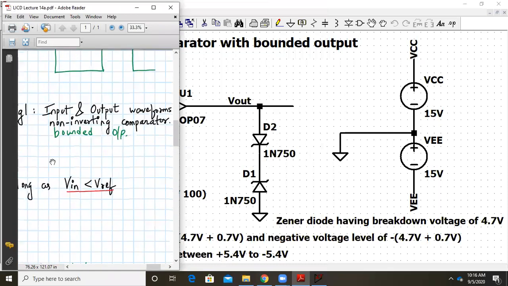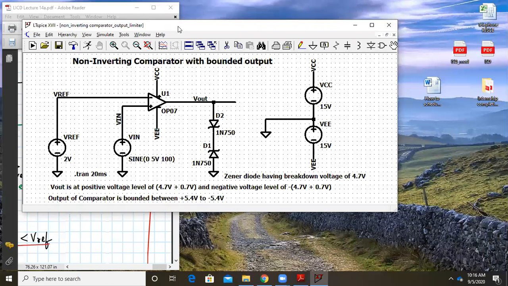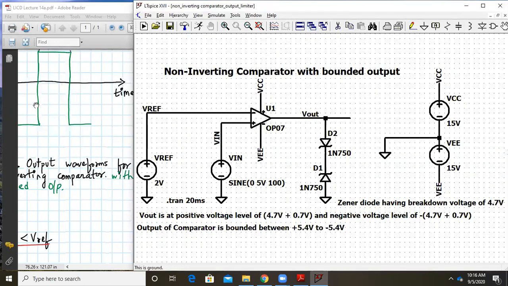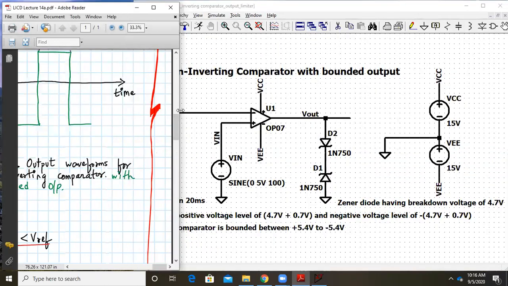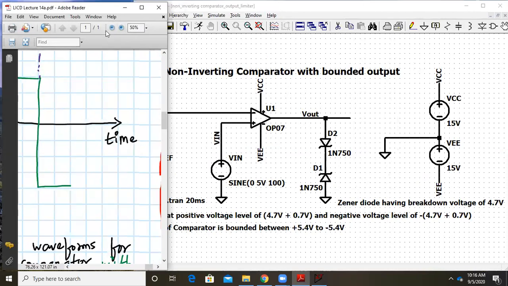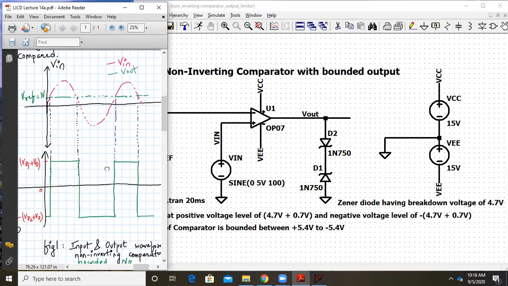Okay, so now we are ready to observe the waveforms. Let me just minimize the screen also. Okay, fine. So we are now ready to move ahead in this direction. Let me minimize this so that we can view these waveforms correctly.